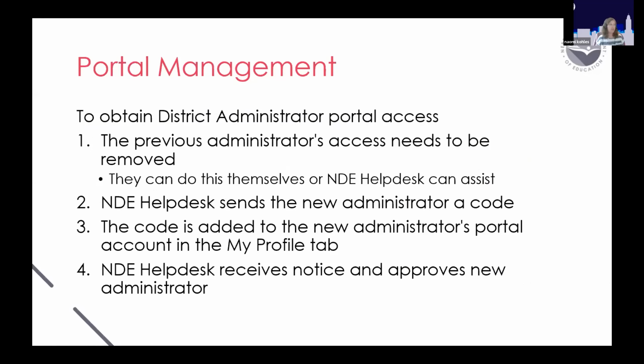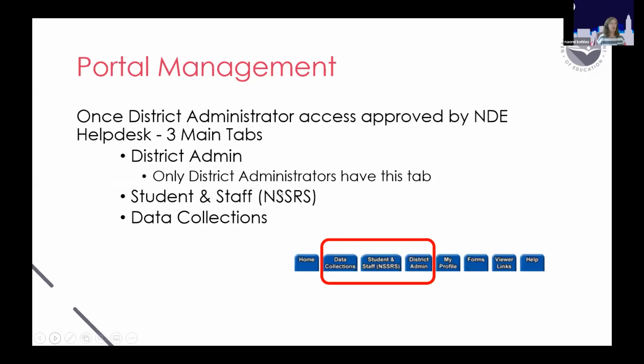So that's step 1. The NDE Help Desk will then send the new administrator a code, which is your district administrator activation code. That code is what gives you access to manage your district's data within the portal. The code will then be added by the new administrator into their portal account in the My Profile tab. The NDE Help Desk receives the notice, and we approve that new administrator. Once the new administrator is approved, the district admin tab will show up in the portal account.